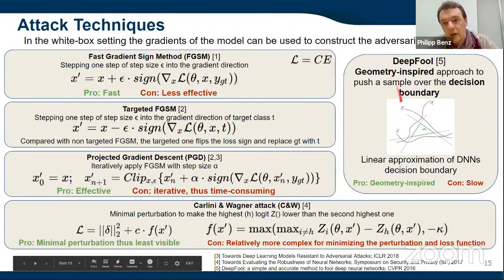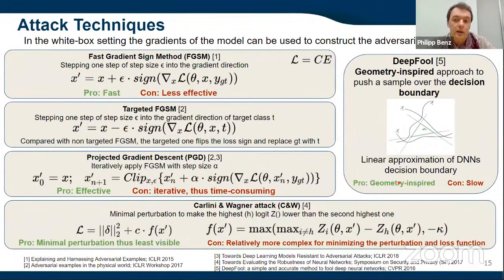And then we also have the DeepFool attack, which will be very important later for some other things that we will discuss. But it's not very important that we understand it; just know that it exists, so that you are not confused later. In a nutshell, the DeepFool attack views the whole problem from a decision boundary perspective, and it tries to push the samples over the decision boundary by moving them on a line parallel to the decision boundary. So this is a geometry inspired approach, but it is relatively slow. We also listed the pros and cons.